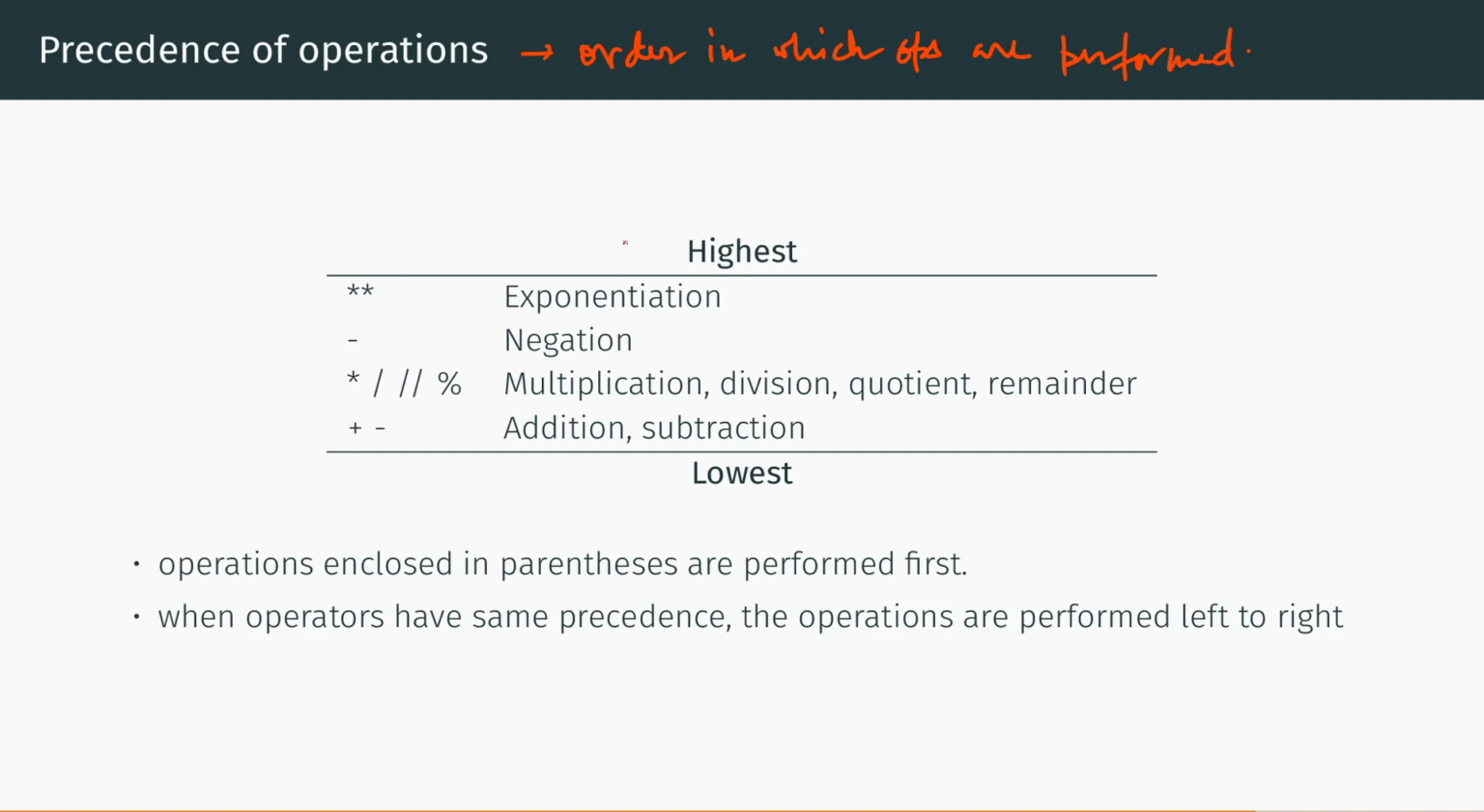Now, obviously, you know the PEMDAS rule, right? Parentheses, exponentiation, multiplication, division, addition, subtraction. So this is actually very similar to this. It's quite intuitive. Anything with parentheses comes first. Then it's exponentiation, and then negation, and then you have multiplication, division, quotient, remainder, and then you have addition and subtraction, right?